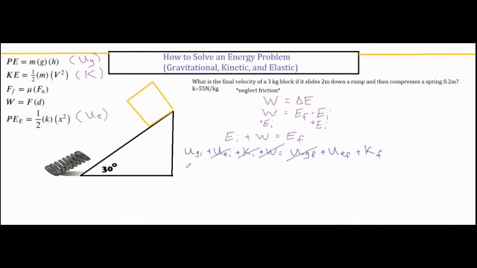So all the types of energies that we're left with, we're going to take that and expand them out into the full formulas, and then go ahead and place all the numbers we know into those formulas, and then try to solve for our velocity.